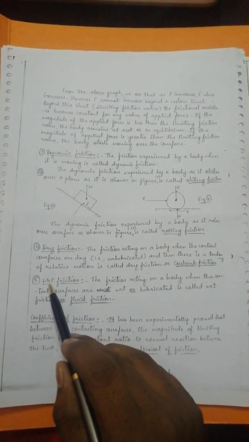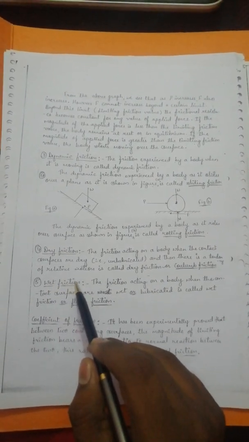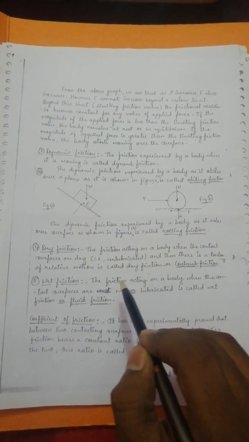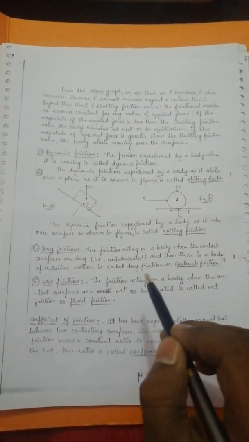Then the fifth one is about wet friction. Wet friction is nothing but the friction acting on a body when the contact surfaces are wet or lubricated. That is, the contact surfaces on which the friction is acting are completely lubricated. We call that wet friction, or it is also known as fluid friction.